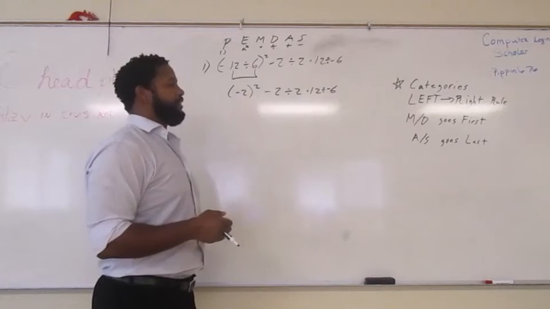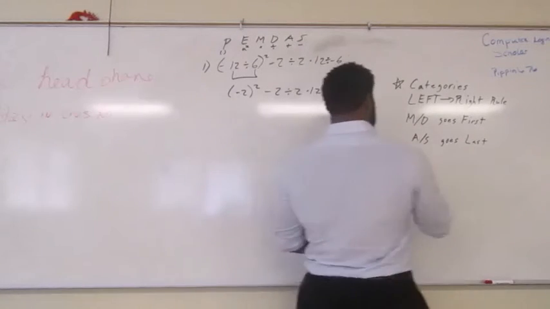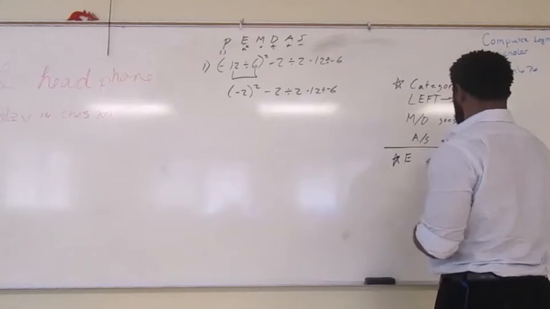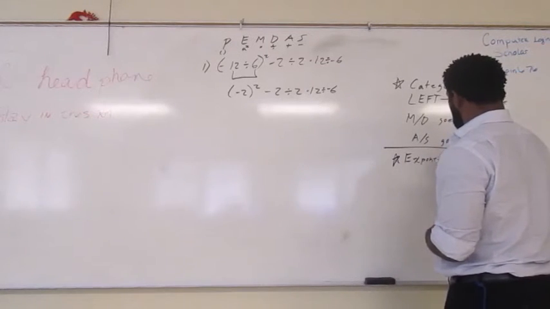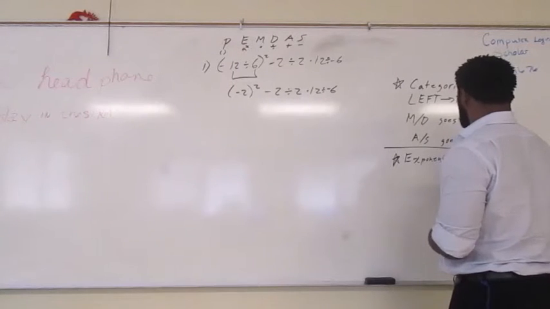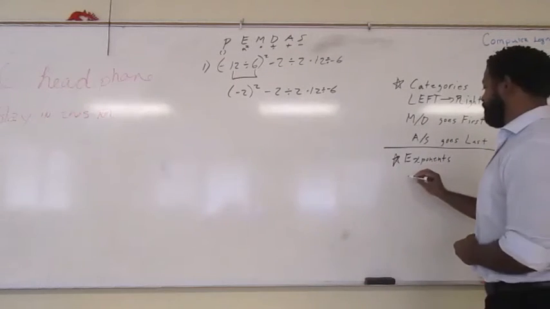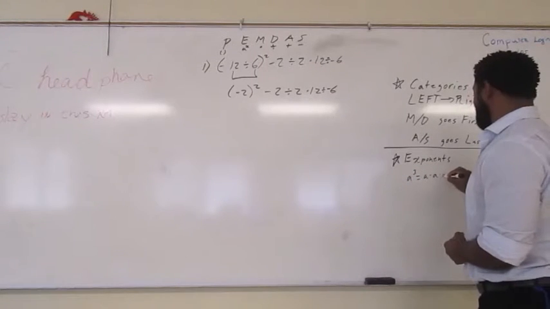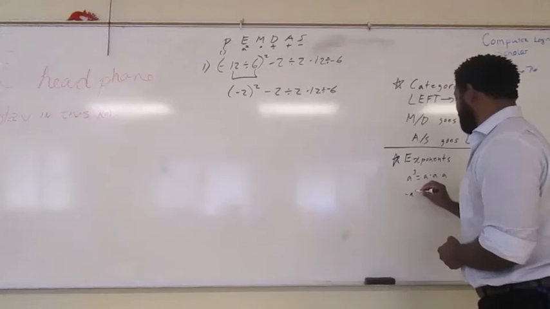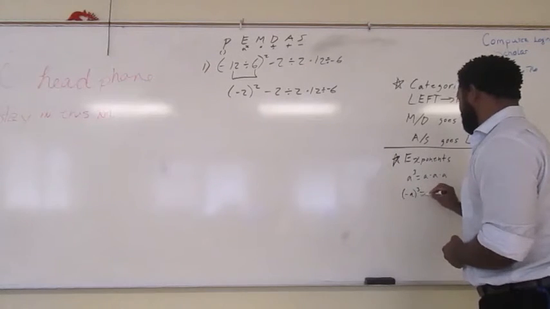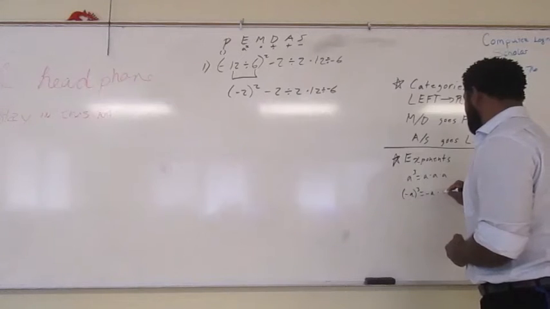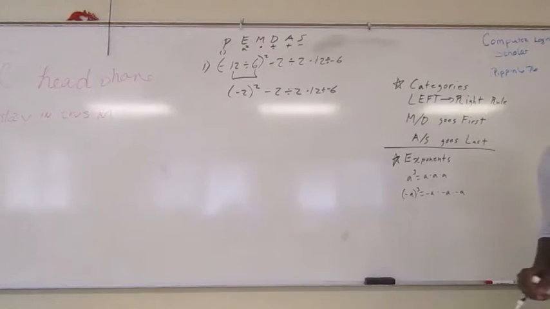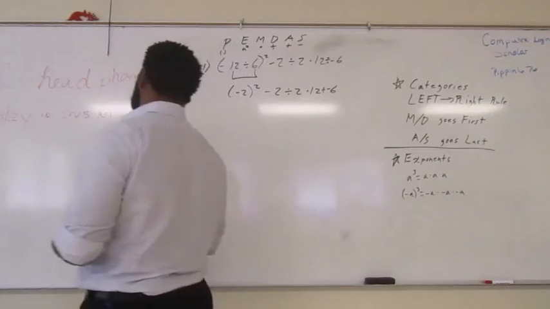We have this exponent right here, right? Remember exponents. Okay? When you have exponents, a to the third power, that's a times a times a. Negative a to the third power is negative a times negative a times negative a. Okay? So just be aware of this. Remember this, okay?